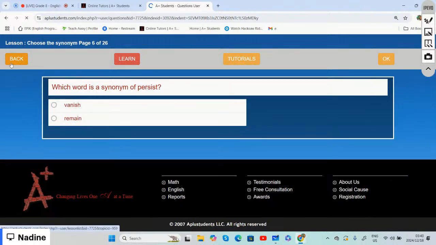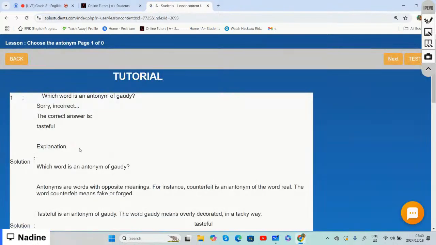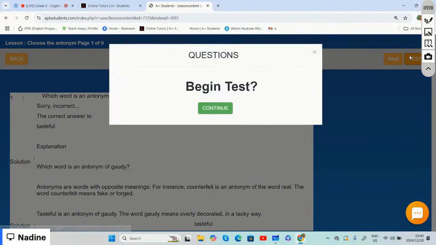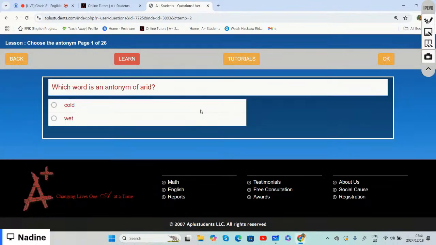All right, so now we're going to antonyms, right? We're going to choose antonyms. Remember, antonyms are words with the opposite meaning. We already went through quite a few examples of antonyms, words with opposite meaning, so now we're going to test.